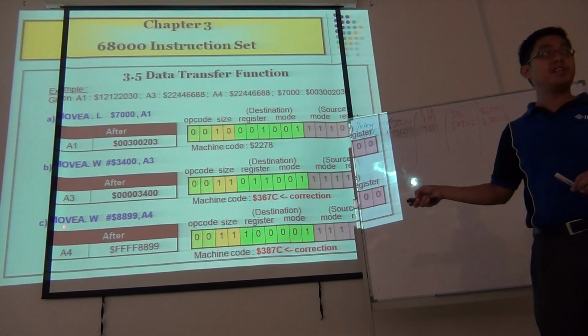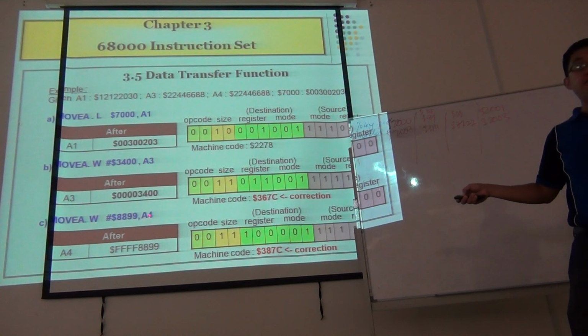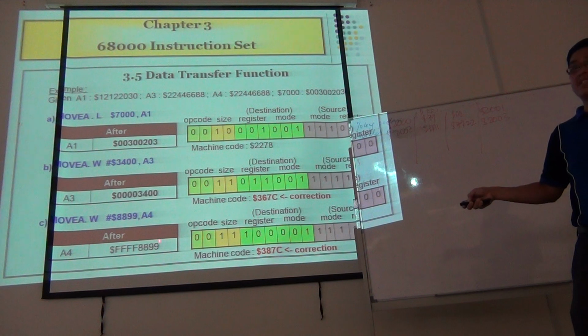And the last one, move address.w, same number but now it's 8CC to A4. 8 is equivalent, the MSB is equivalent to 1. So the final answer is going to be FFFF88CC.